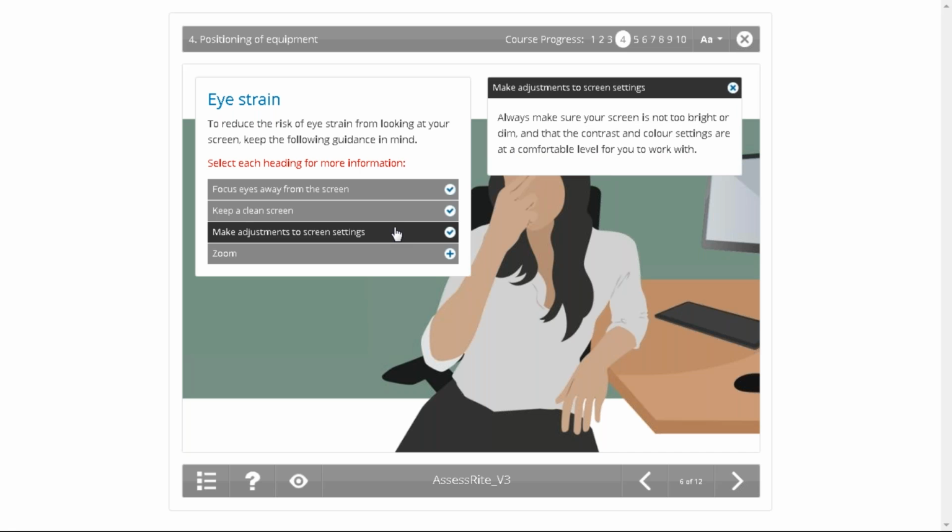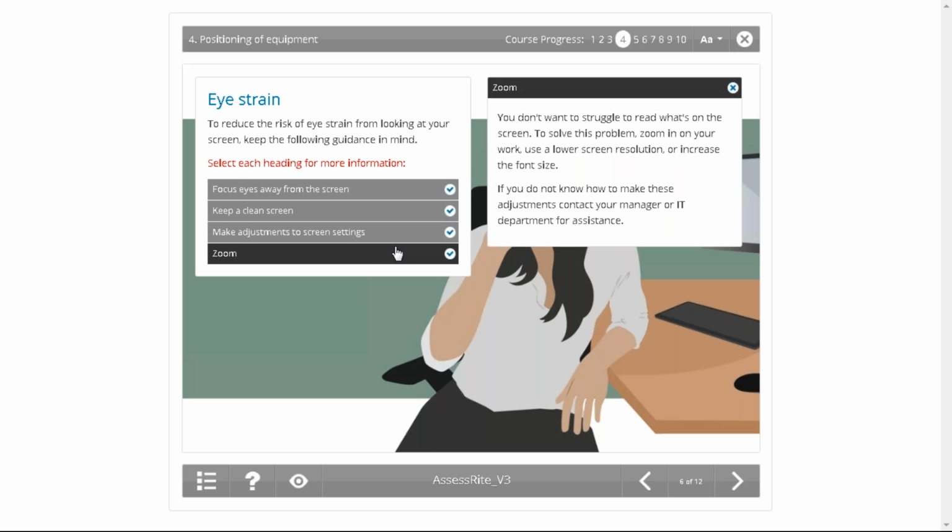Make adjustments to the screen settings to make sure it's not too bright or dim, and that the contrast and color settings are at a comfortable level for you to work with. And if you struggle to read what's on your screen, you must solve the problem by zooming in on your work. Use a lower screen resolution or increase the font size. If you don't know how to make these adjustments, contact your manager or IT department for assistance.